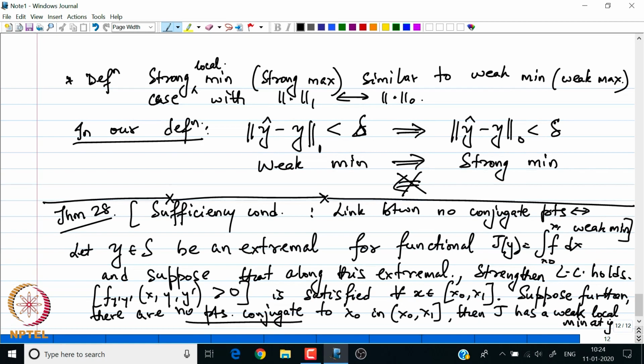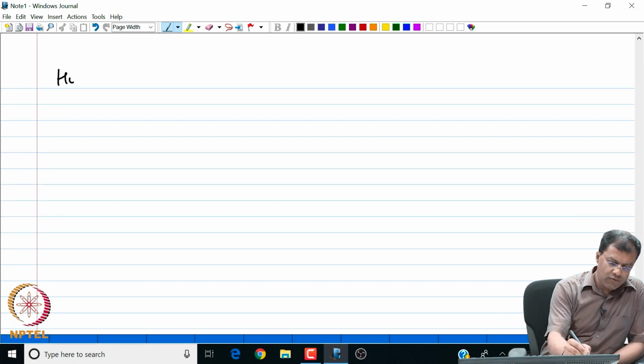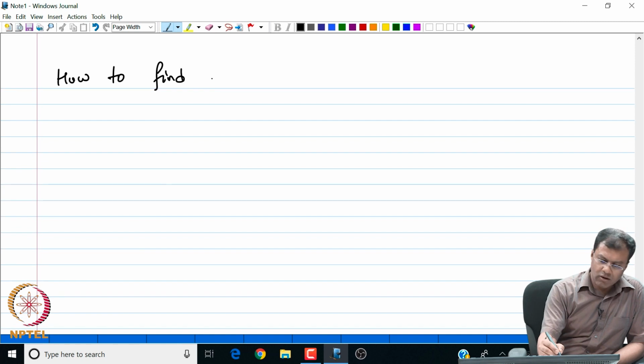So, that brings us to a particular question: how to find these conjugate points. The moment we are able to find these conjugate points, we are guaranteed that the extremal that we have will be neither a minimum nor a maximum. So, this question now reduces to how to find the conjugate points. That is what we are going to describe next.